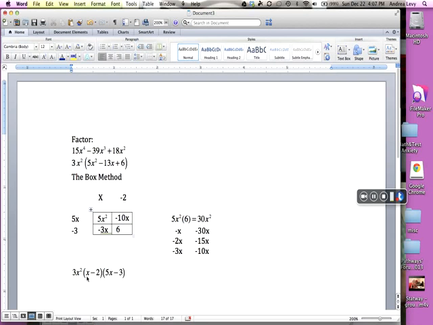First times first would give us the 5x squared. Outer times outer would give us a minus 3x. Inner times inner gives us the minus 10x. When we add the negative 3x and the negative 10x together, we get the negative 13x. And then last times last, negative 2 times negative 3 gives us our positive 6. So there's our check going backwards. So this is called the box method.